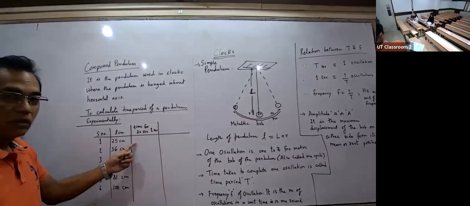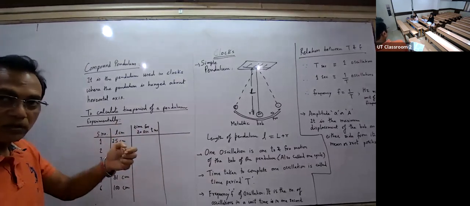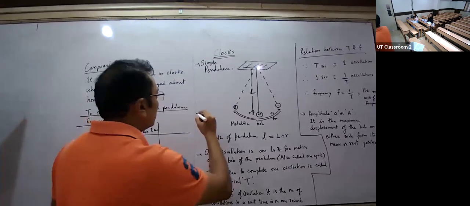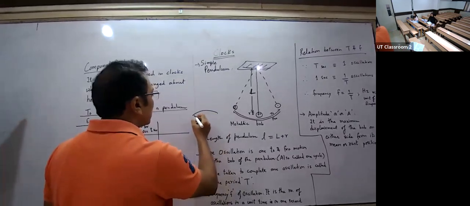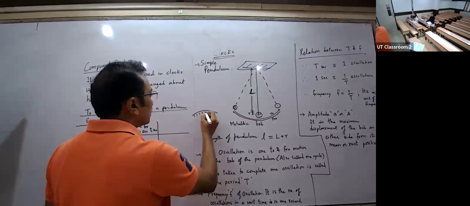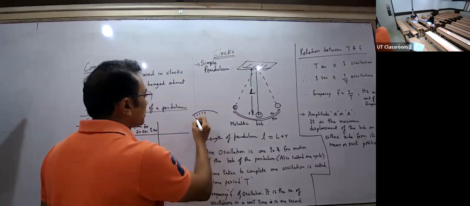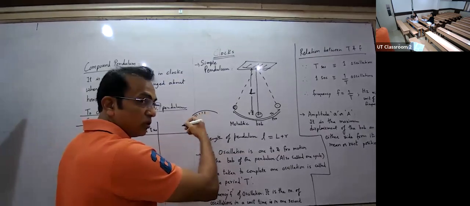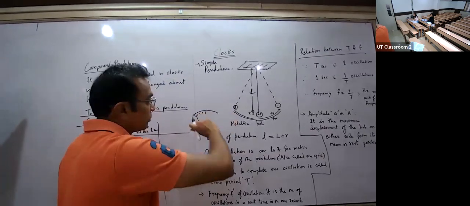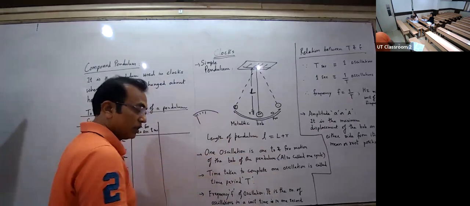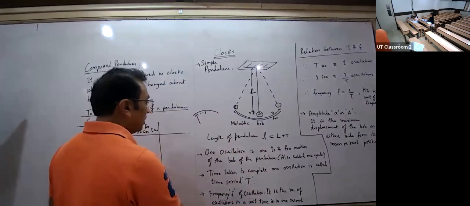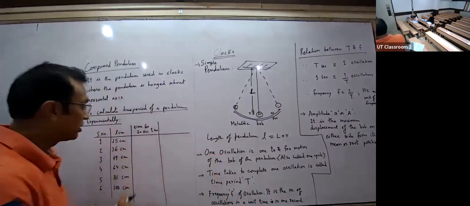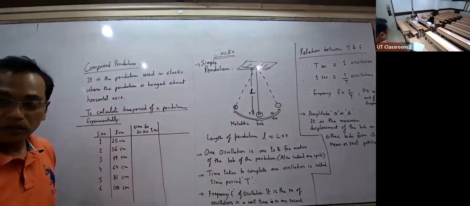Why time for 20 oscillations? Because it is difficult to measure just one. Let us say the clock has divisions like this, 1, 2, 3, 4. In one oscillation, if the clock pointer is still here only, then it is not able to measure it. So for 20, it will go tick, tick, tick, tick. We will measure that time and then divide the total time by 20 to get the time for one oscillation. Got it?